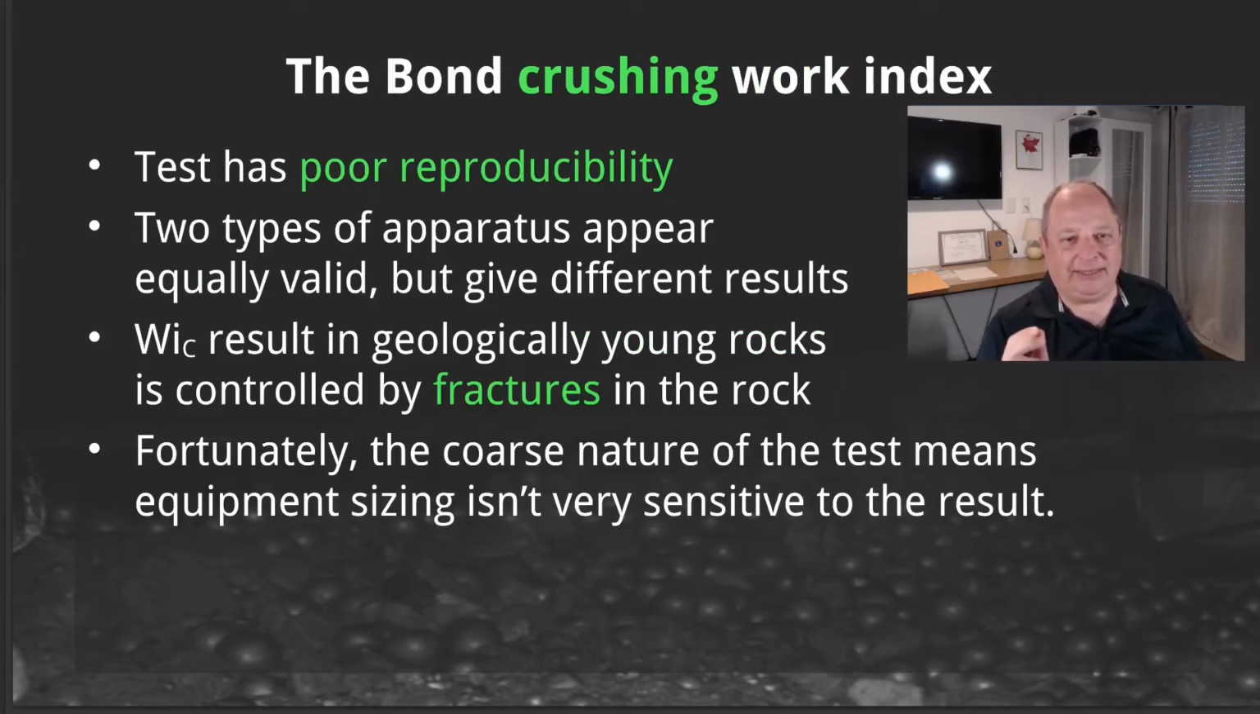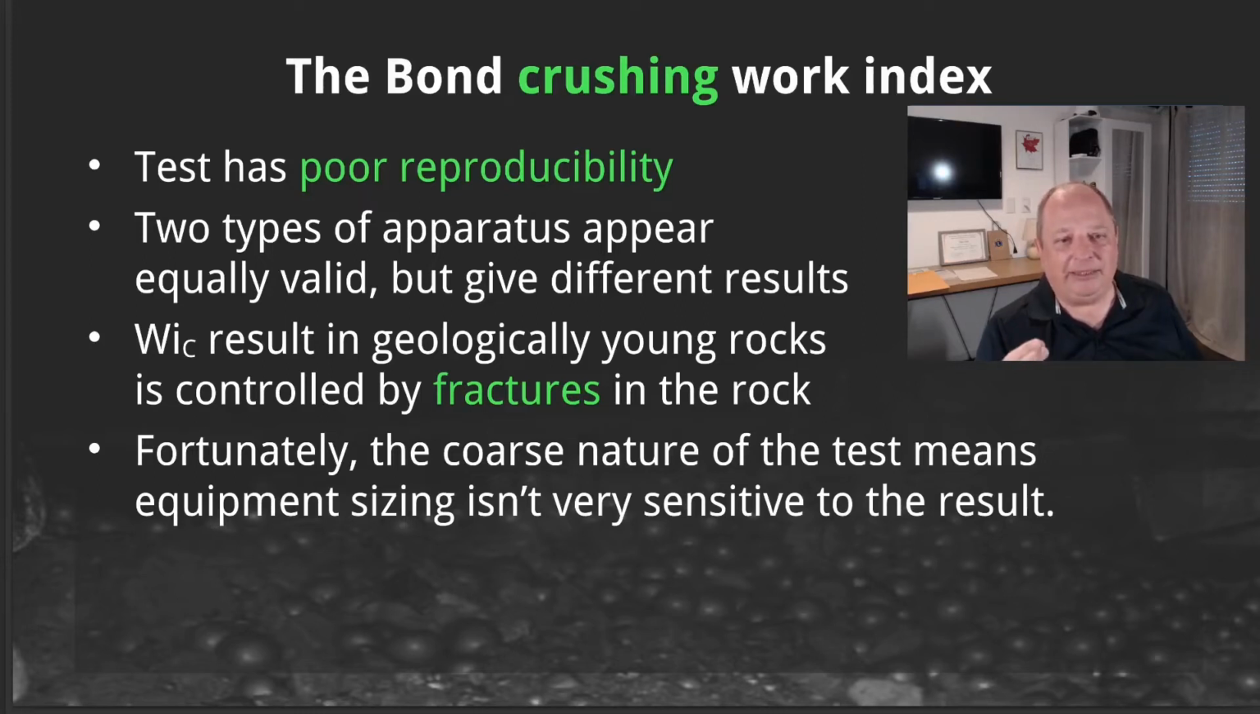Some issues with this test is that it has poor reproducibility. The two types of apparatus should be equally valid because they were both described in the literature when Bond was doing his calibrations. My experience and the experience of others is that these two do in fact give different results, and it can be kind of difficult untangling what you're seeing. For my purposes, I treat both types of apparatus as being equal, and I just accept that there's going to be variation depending which lab you do the test at.